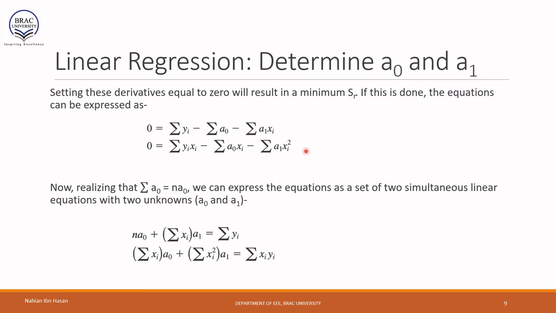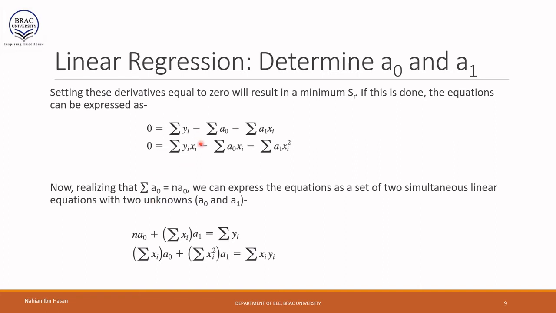So we have two equations and two unknown terms, a0 and a1, and all other terms, summation over xi, summation over xi squared, are actually given. These are the data points. So we need to solve these two equations and find the values of a0 and a1. This is very easy actually.